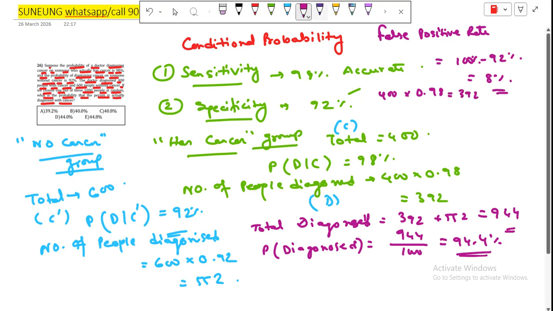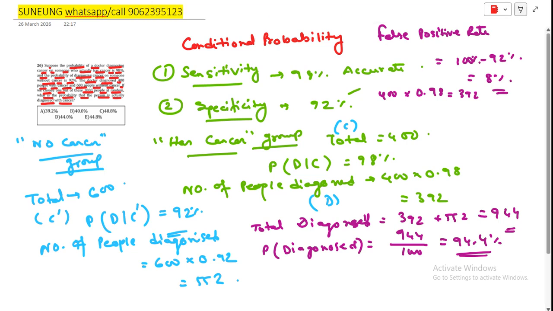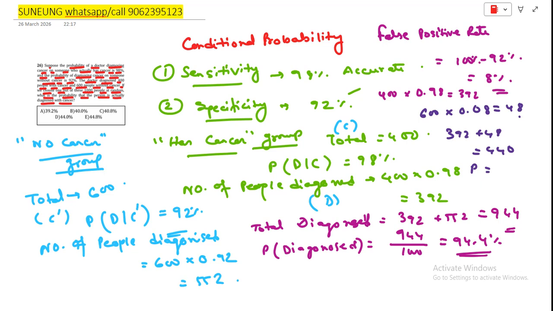Okay. Now diagnosed from the healthy group, 600 times 0.08, that is 48. Total diagnosed 392 plus 48, that is 440. So the probability will be what? 440 by 1000, that is 44%. So this is our option number D.